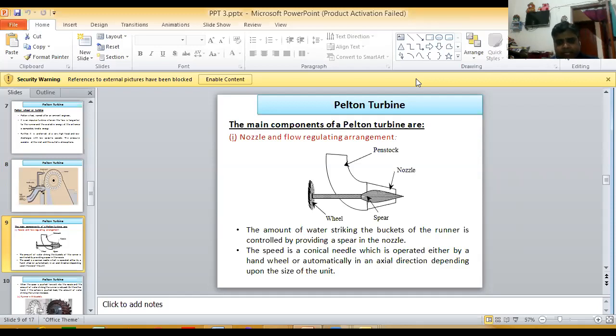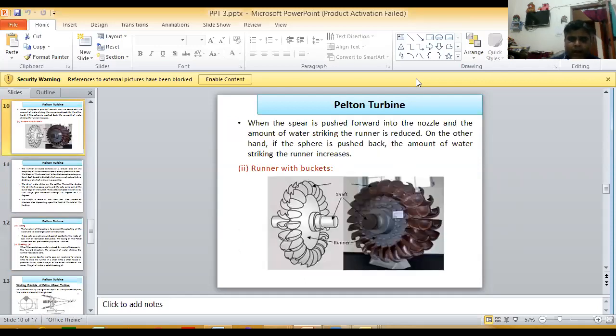The spear is a conical needle which is operated either by a hand wheel or automatically in an axial direction, depending upon the size of the unit. Now, when the spear is pushed forward into the nozzle, the amount of water striking the runner is reduced. On the other hand, if the spear is pushed back, the amount of water striking the runner increases.